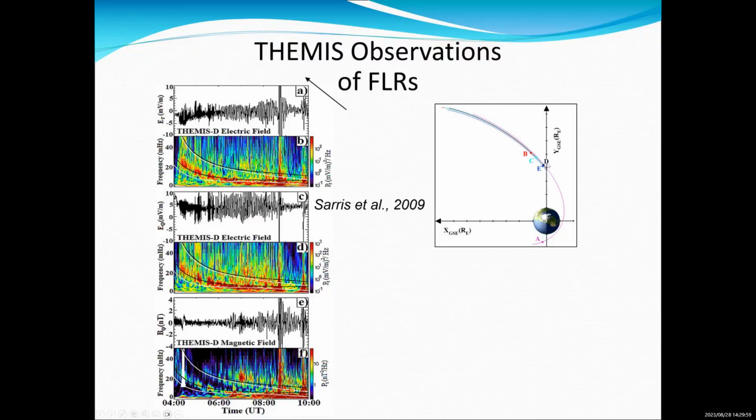Again, this is a trajectory of the THEMIS satellites for a case that was analyzed by Sarris in 2009. Here you've got the radial electric field, and this is the frequency for the electric field oscillations as seen by THEMIS D. Oh, this is the radial electric field. I was getting myself confused. And this is the azimuthal electric field. Basically, the spectra that are following these black and white lines are the same for both the azimuthal and the radial components of the electric field.